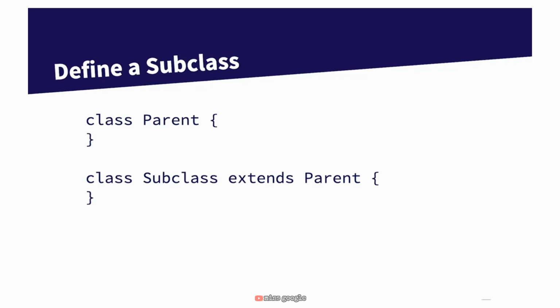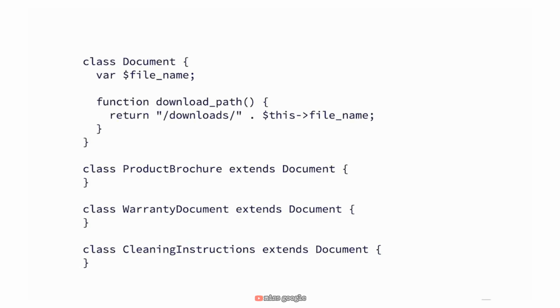Now the parent must be declared first, or else PHP would complain when it gets to that part where it says extends parent. It would say, I don't know what parent class you're talking about. So we must always declare the parent class first, and then we can easily make a subclass from it by using the keyword extends. To use the example from the previous movie, you can see here I have a parent class called document, and it has a property and a method in it.